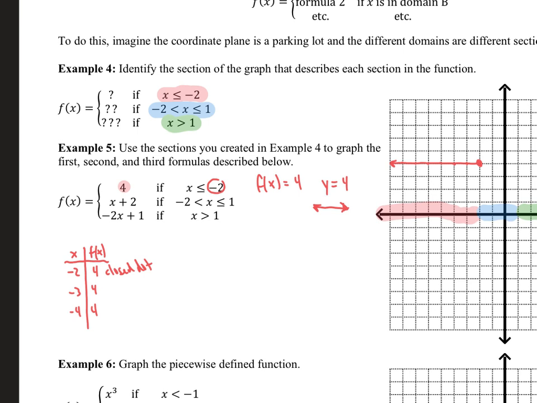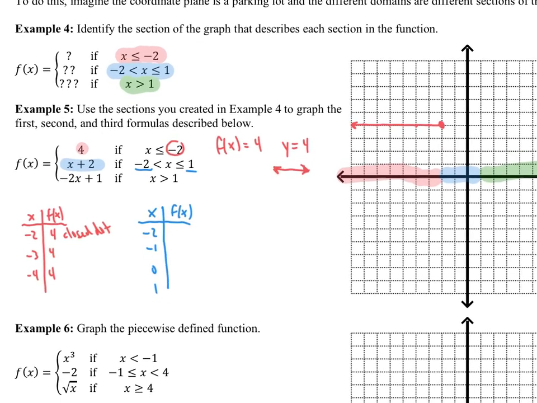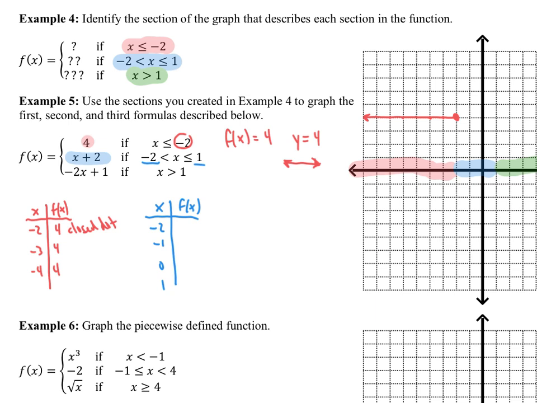Then I want to make a table for the middle one. I'm going to pick x values that fall in this domain. What's kind of weird is that even though it says x has to be greater than negative 2, we're still going to put a point at negative 2. And I'm also going to have a point at the end, so 1. I'm going to pick numbers between them, like negative 1 and 0. It says f of x is equal to x plus 2, so I'm going to take these x values and add 2 to them. Negative 2 plus 2 is 0, negative 1 plus 2 is 1, 0 plus 2 is 2, 1 plus 2 is 3.